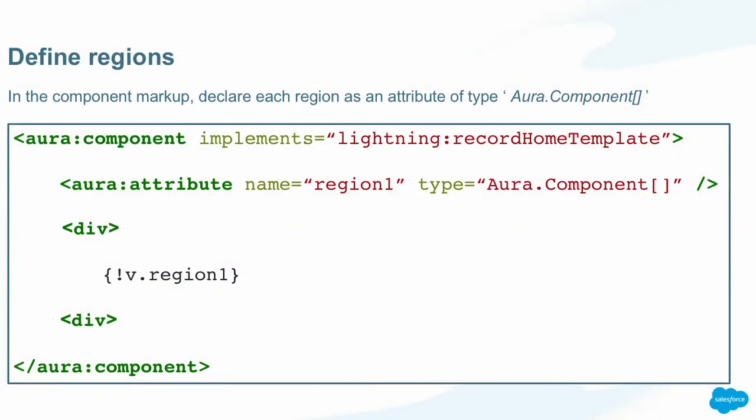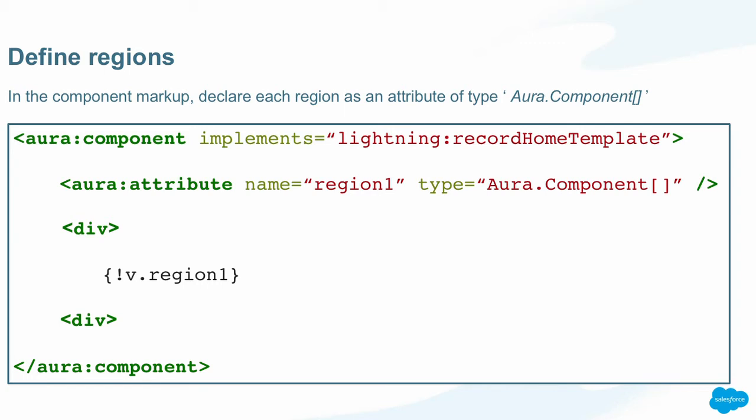So here's an example. We've got a really simple template here. You can see it implements Lightning Record Home template. That essentially tells the system, like I mentioned before, that this is a component that needs to be used as a template for record pages. And once you're done with that, you would define a bunch of attributes for your component. Now you can see I've defined an attribute called region 1.